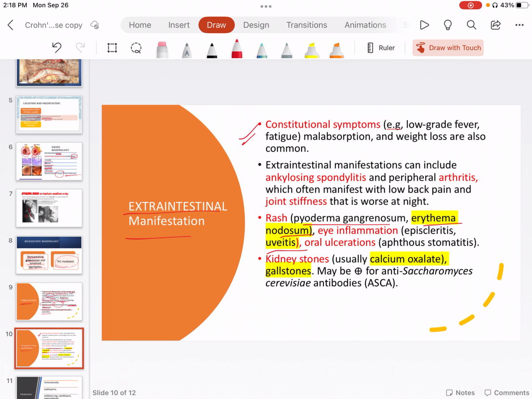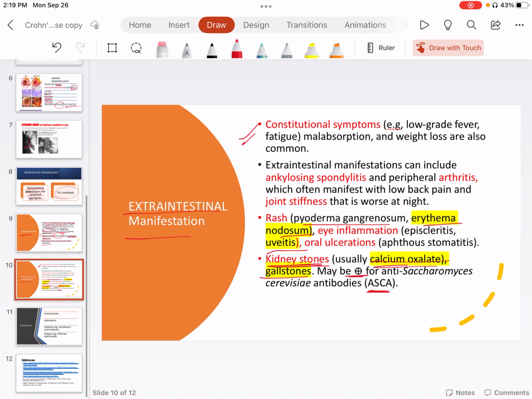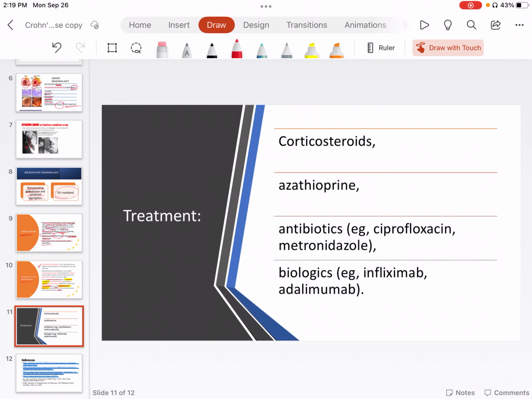Okay, then as I mentioned before, kidney stones are quite a possibility due to malabsorption. There is a chance of calcium oxalate gallstones. You may find positive ASCA, which is anti-Saccharomyces cerevisiae antibodies. The treatment is fairly simple, but before touching treatment, I would also like to mention smoking.